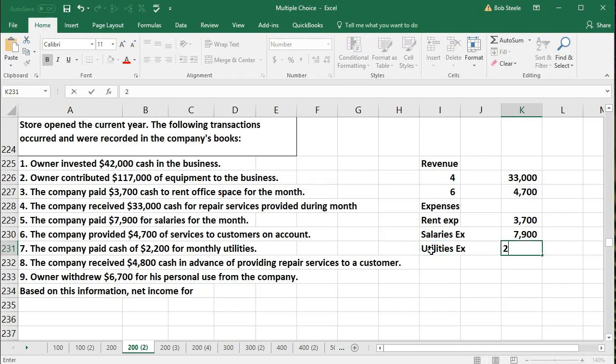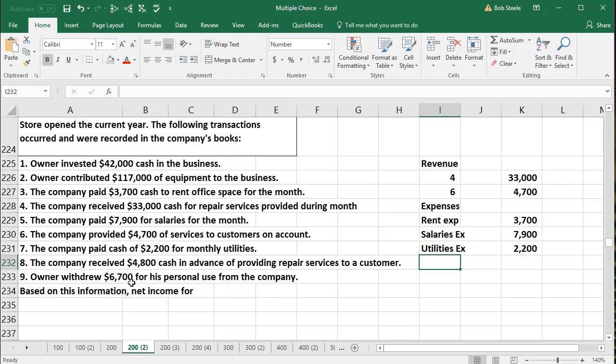That's going to be for $2,200. And then number 8, the company received $4,800 cash in advance of providing repairs service to a customer. So we got cash. We're going to debit $4,800.